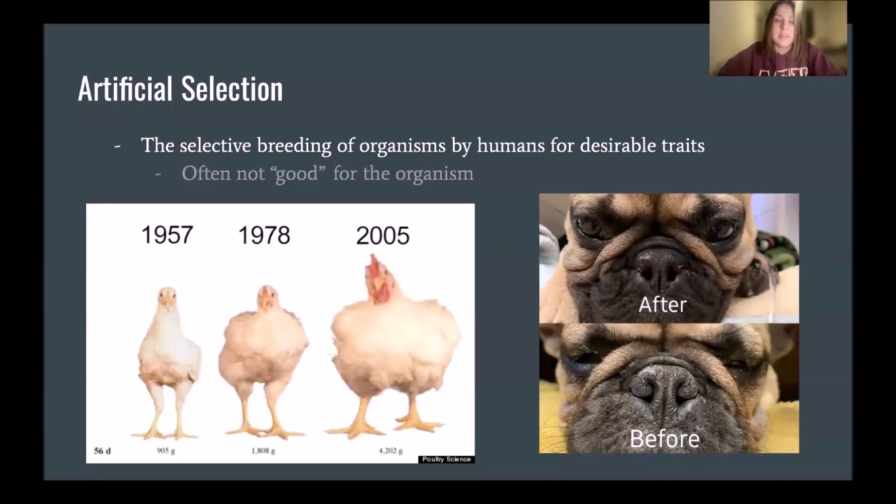Artificial selection is the selective breeding of organisms by humans for desirable traits. These are often not good for the organism. For example, the chicken is much bigger nowadays than it used to be. And this is because humans have selectively bred for the chicken to be this size as it produces more meat for the poultry industry. However, this creates detrimental effects for the health of the chicken. And another example of this is with pugs. Pugs have also been artificially bred, and this has resulted in severe breathing issues with them since their nose is so smushed.